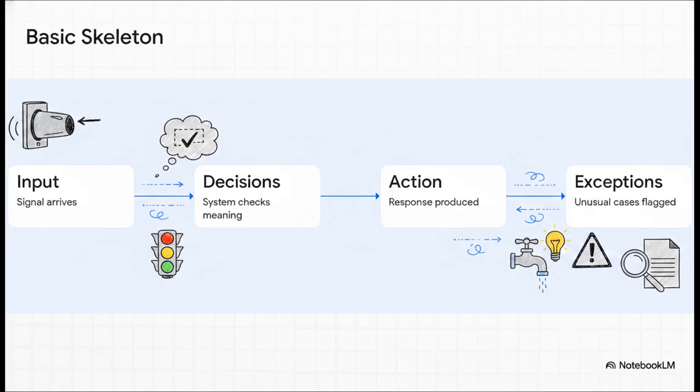So every single automated system out there basically shares this exact same skeleton, guided by strict rules. First, you have an input. A signal arrives, kind of like a doorbell ringing. Second, the decision logic. The system checks what that signal means. Third, an action. A response is produced, like turning on a faucet. And finally, exception handling. This is where unusual cases get flagged for a human to review. It is exactly like a traffic light following timing logic to keep cars moving. That traffic light doesn't invent new behavior every time a different car rolls up. It just predictably, flawlessly follows its structure.